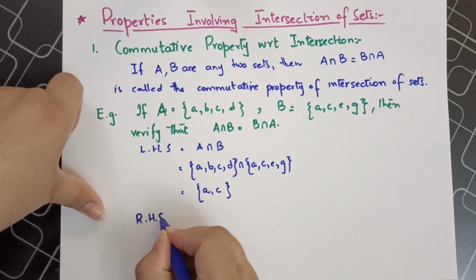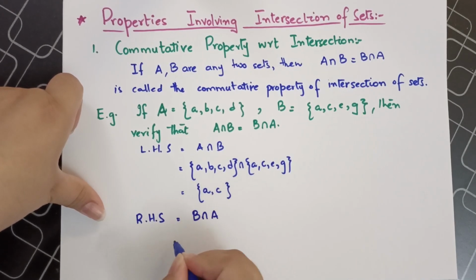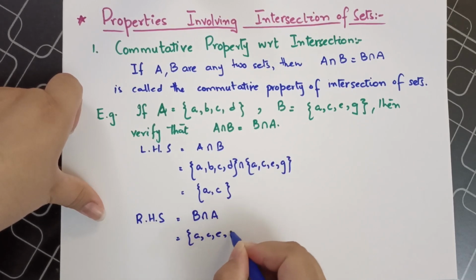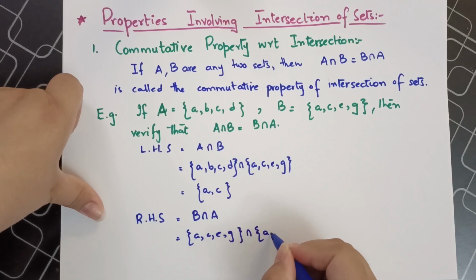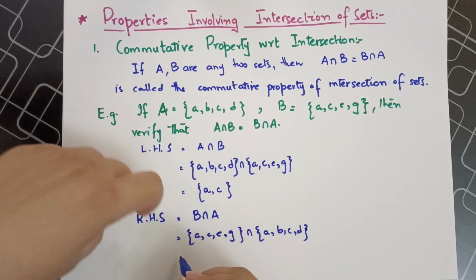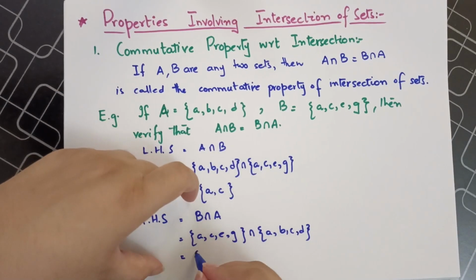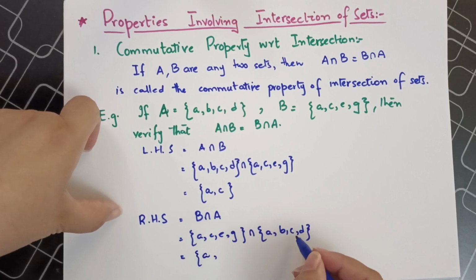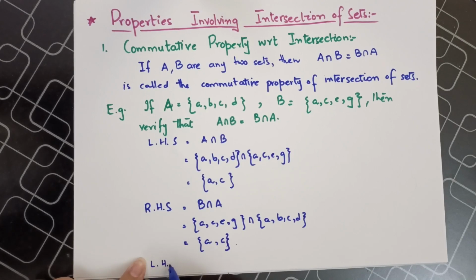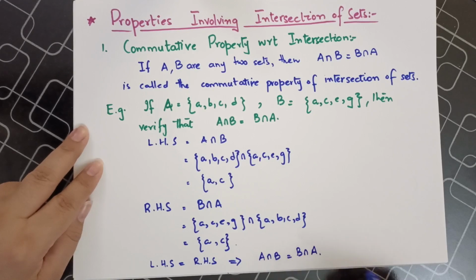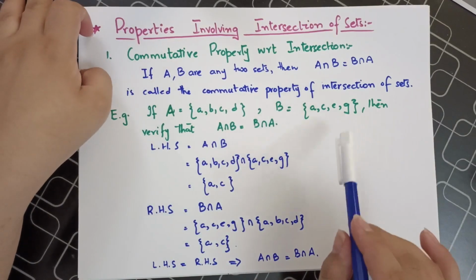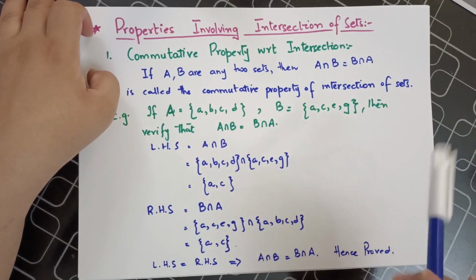Now moving towards the right hand side, which is B intersection A, we're going to write A, C, E, G intersection A, B, C, D. The answer that we get is A common, yes, C, yes, it's there, E, G, no, it's not there, so that's it. So, left hand side is equal to the right hand side, which means that A intersection B is equal to B intersection A, hence proved, right? So, the commutative property holds true for the intersection of sets.